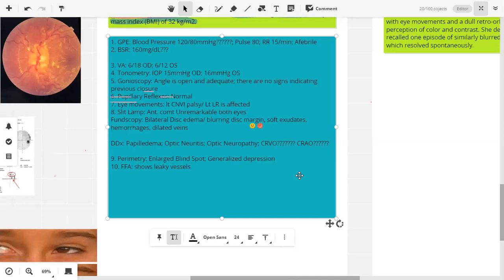In simple terms, we are not asked to read it, it's above our level, but it's abnormal. What I'm trying to say is FFA is abnormal. Okay, those leaky vessels around the disc.